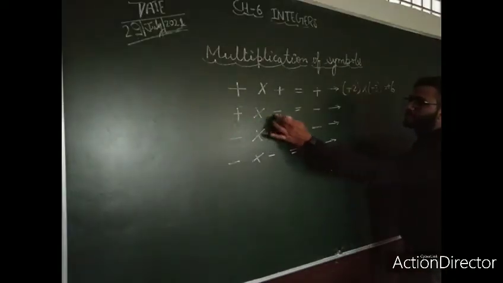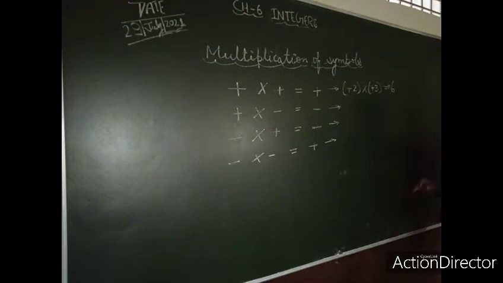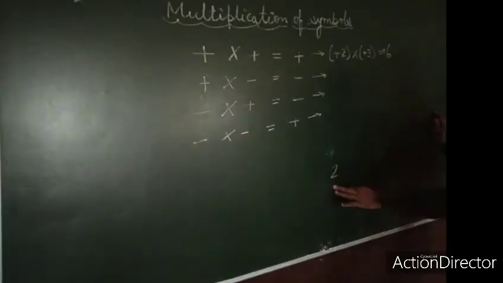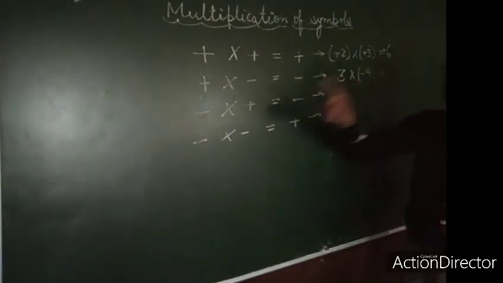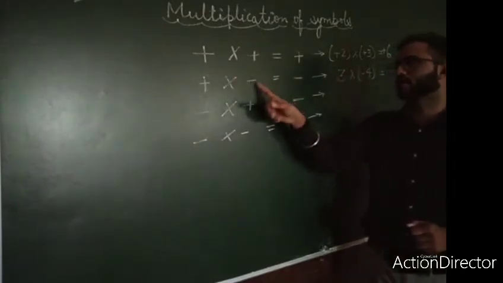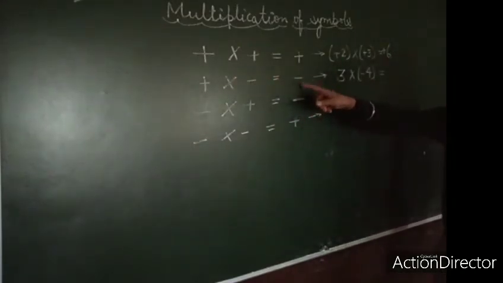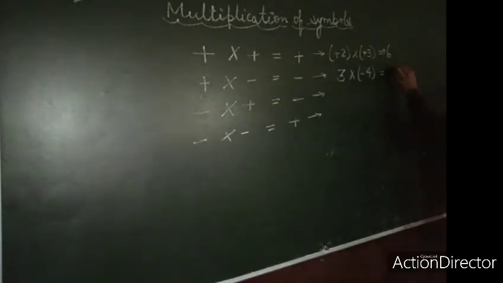Positive symbol multiplied with negative. So here we take the first number positive, and if no symbol is mentioned with the number, it means it is positive every time, right? So here we take one number like 3, multiplied with minus 4. So here we multiply these two numbers, 3 4s are 12, right? And you all know that if we multiply positive and negative symbols, we get our product in negative. So 3 4s are 12, so here we get minus 12, right?